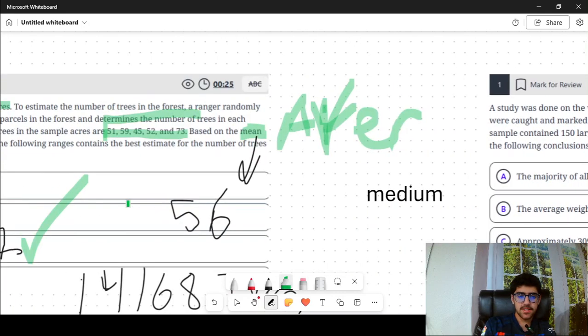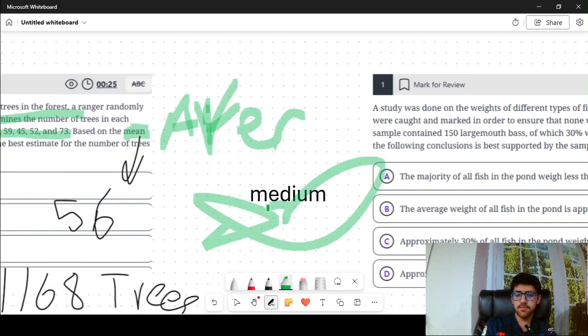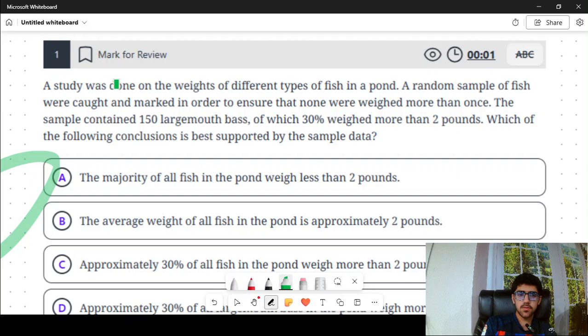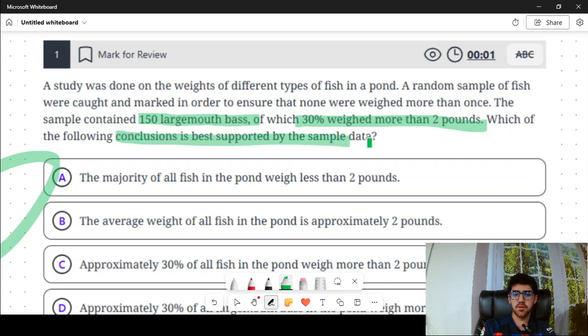Anyways, so now that's it for the easy questions. Let's move on to the medium. So this one: a random sample of fish were caught and marked in order to ensure that none were weighed more than once. The sample contains 150 largemouth bass. 30% of them weighed more than 2 pounds. Which of the following conclusions is best supported by the data?